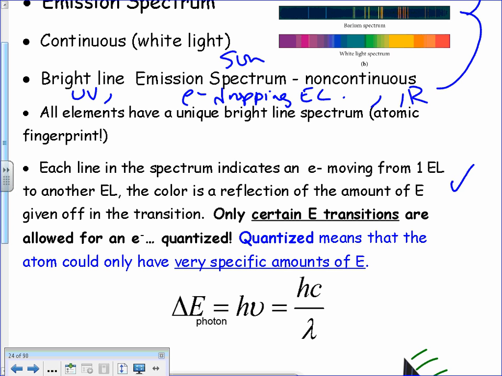We just talked about this. Because this whole energy level system exists.